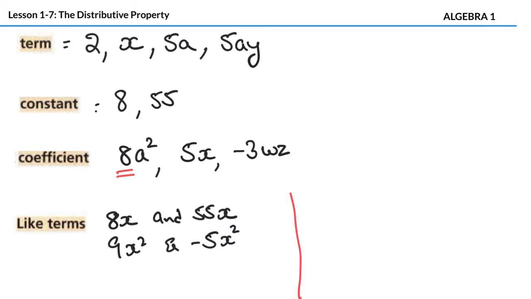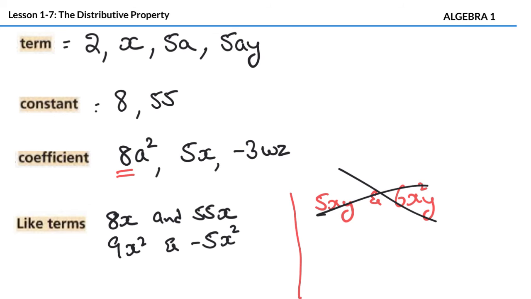Let's try another one. 5xy and 6x squared y. Are they like terms? They are not like terms. Why? Because although the variables are the same, the powers on the variables are not the same, because it's x over here and it's x squared over here.